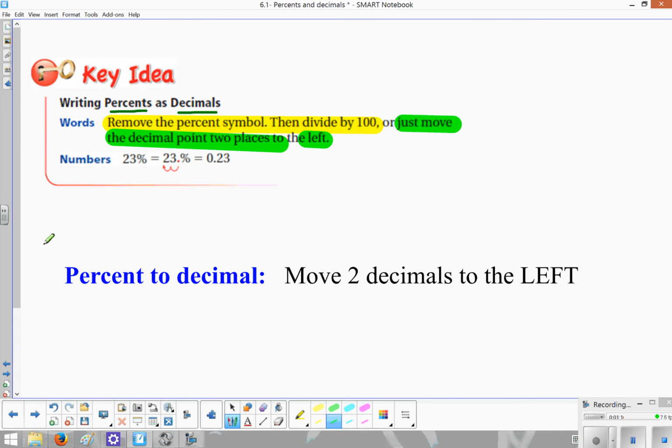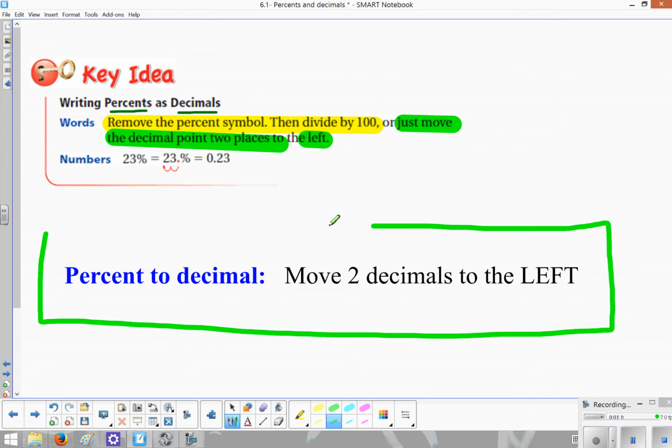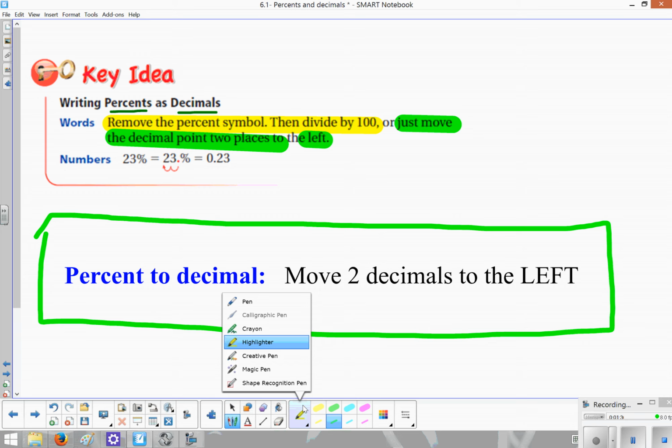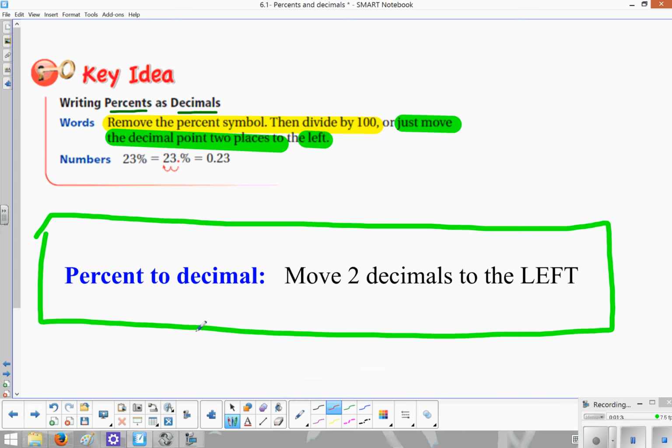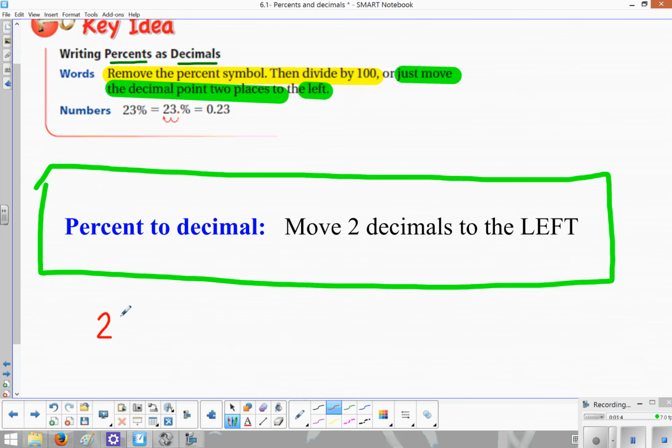If you can do me a favor, go ahead and write what I have boxed here in the rectangle. Percents to decimal. To change our percent to a decimal, you just move two decimals to the left. I'm going to write down the exact example they have here, 23%. To make 23% into a decimal, all we need to do is move it two decimals to the left. There's no decimal here in the percent, but you need to remember that there's a hidden one at the end every time.